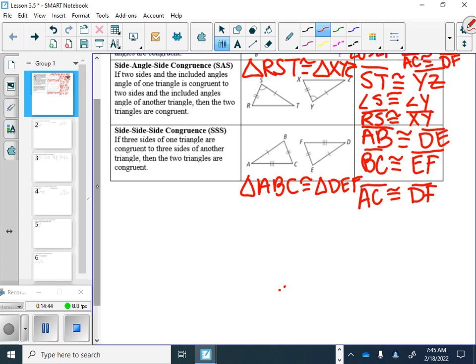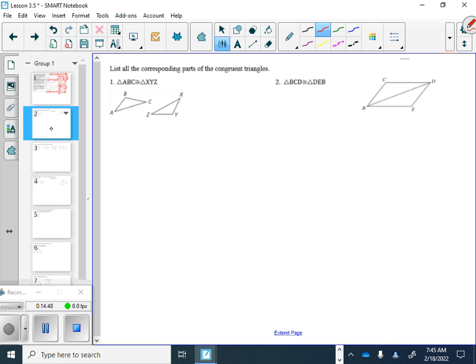Alright, for these first few problems, we're just listing the corresponding parts of the congruent triangles. So we're given the name, we need to list the corresponding parts and angles and then label it in the picture. Alright, so let's start off with the angles. I think the angles are easier. So based off the name, which angle is congruent to angle A?